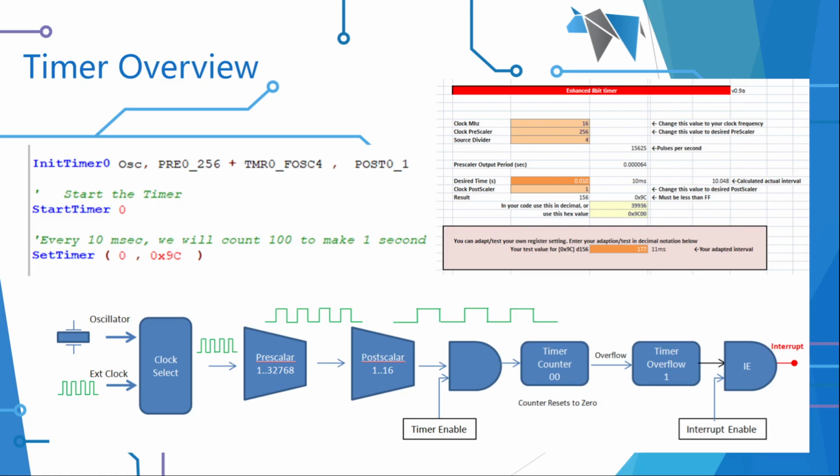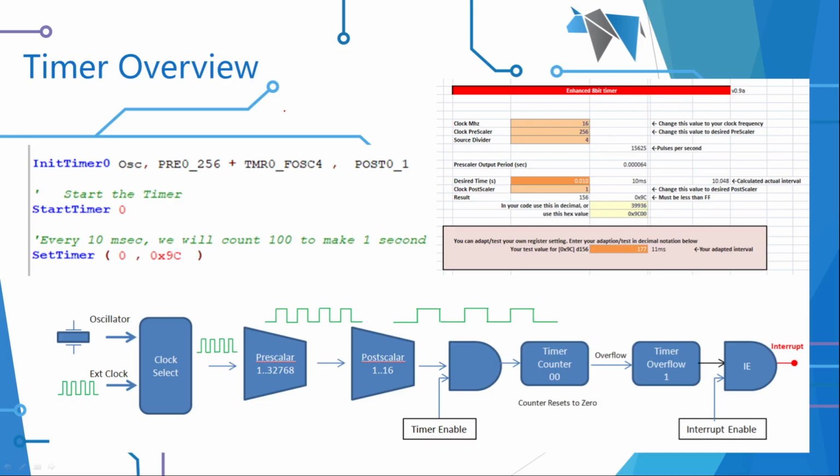Now, to make it all work in GC Basic is very simple. You initialize the timer. There are quite a few timers, so it's init timer, and we're using 0, so it's init timer 0. You tell it where the oscillator is, so the first parameter is oscillator, because you need to tell it whether it's internal or external. Then we tell it what the prescaler is, we tell it the clock source, and then we tell it the postscaler.